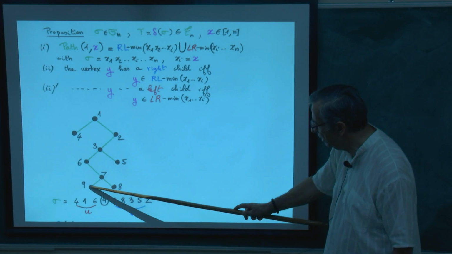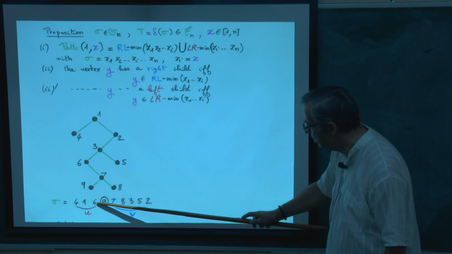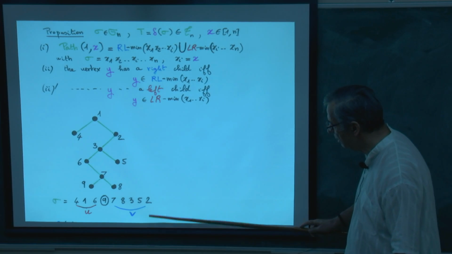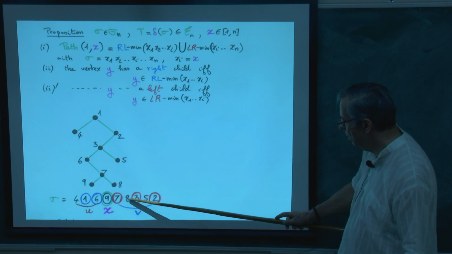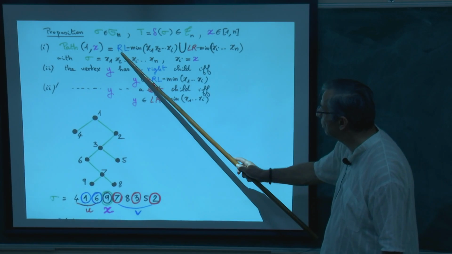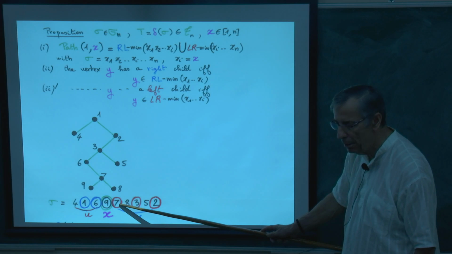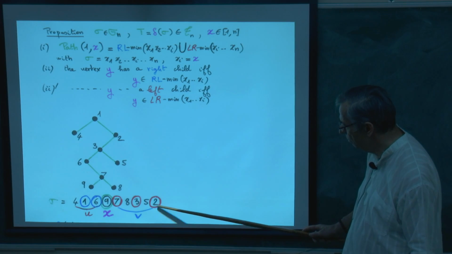So take n equal 9. This is the left part, x1, x2 until xi. This is the right part. And take the right to left minimum elements of the left part: they are 6, 1. The left to right minimum elements of the right part are 7, 3, 2.